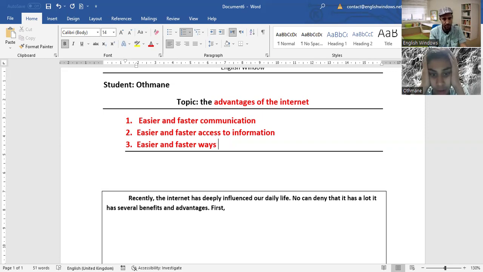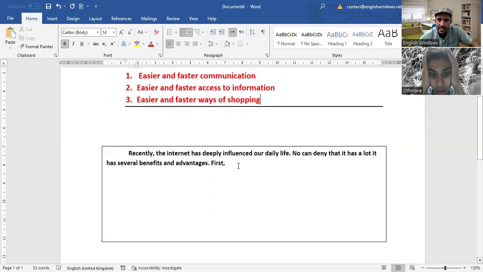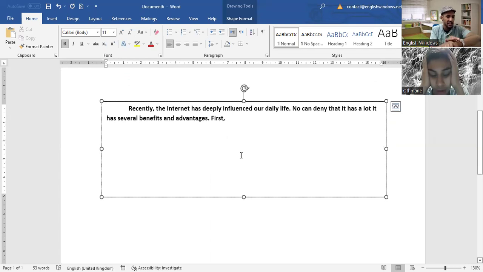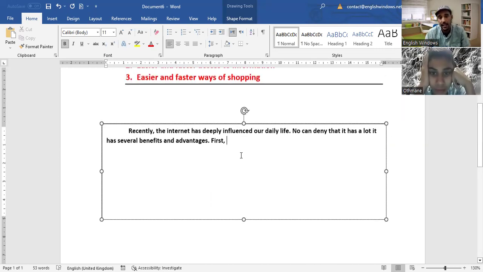Great, ways of shopping, yes. All right, here we go. So we'll discuss these three points. It depends on the time, right? If we see that we are going to exceed the time limit, we can just do two advantages.